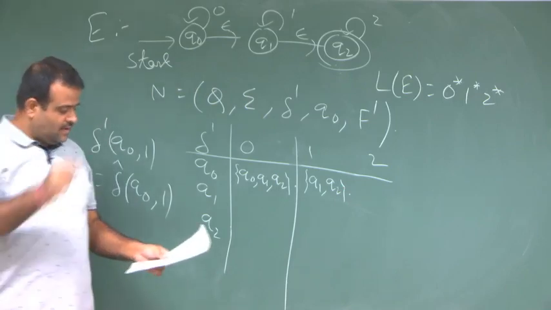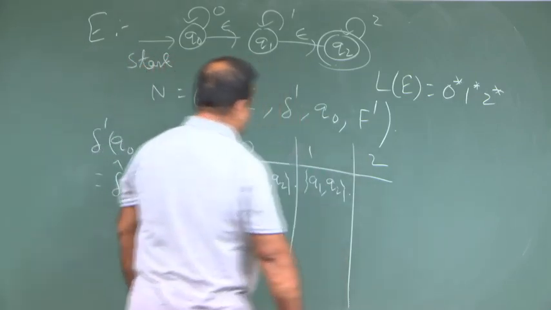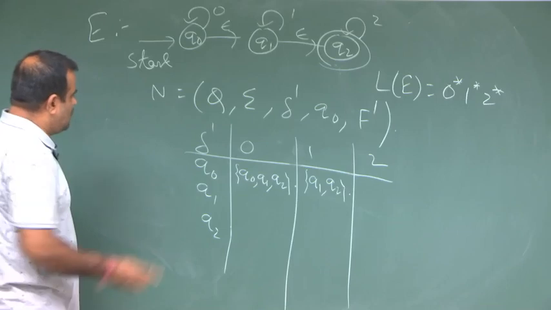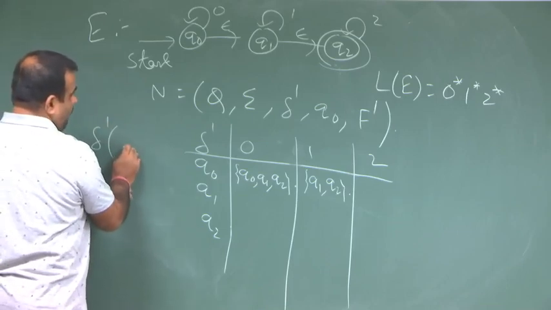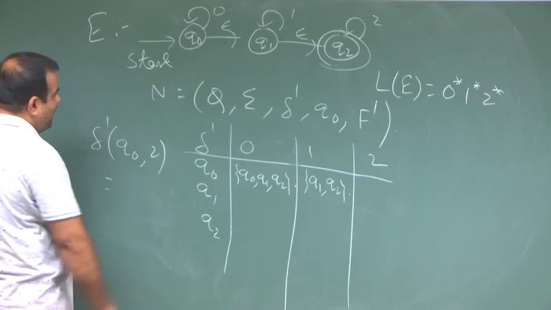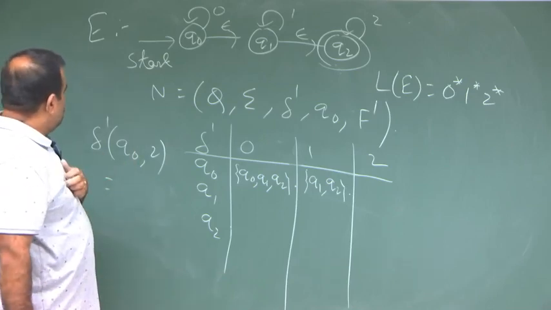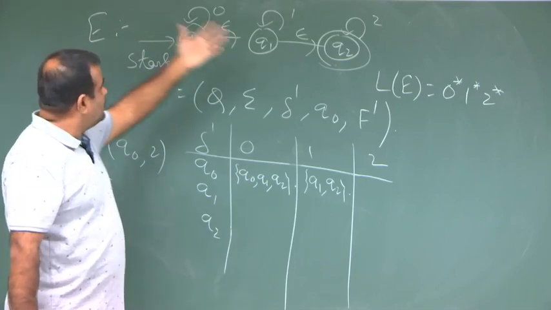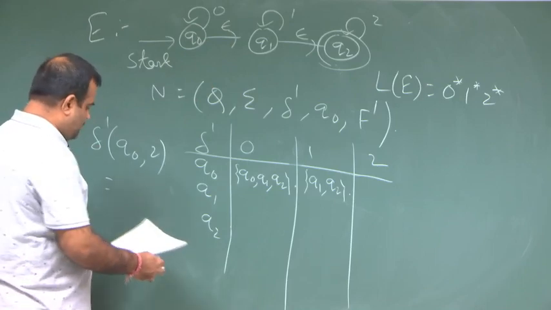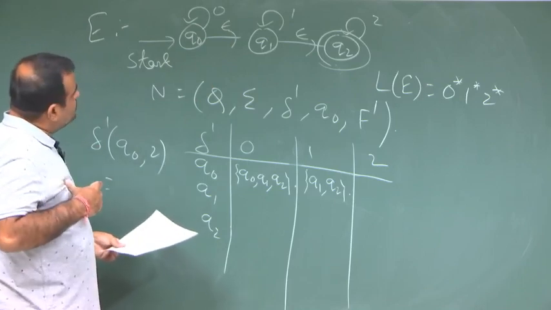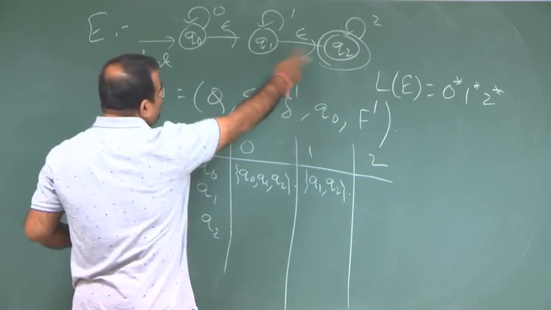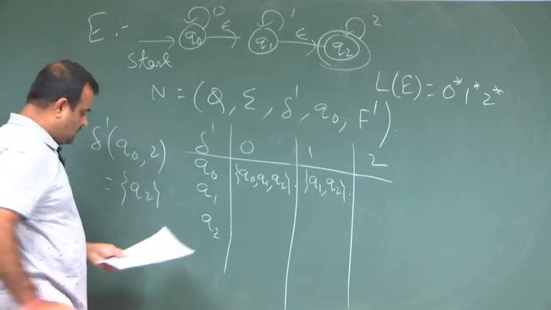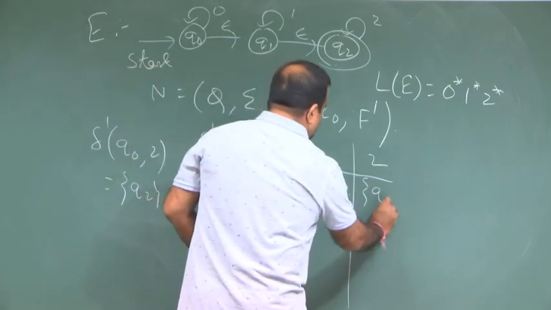Okay. So, this is the, and this one is with delta prime of Q0, 2. Where can we go with 2 from Q0? With epsilon we can go to Q1, but after that there is no move with 2. So, this will be empty, but with an epsilon move again we can go to Q2. So, this will be only Q2.